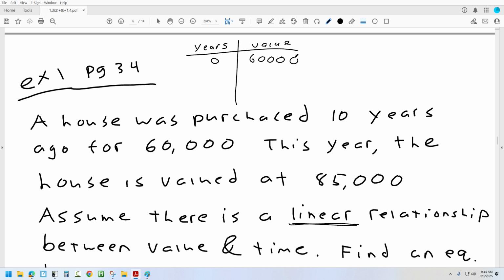There's a coordinate we're going to use. And then can someone give me another coordinate using that information? 10 years and then $85,000 value. 10 years, 85,000.